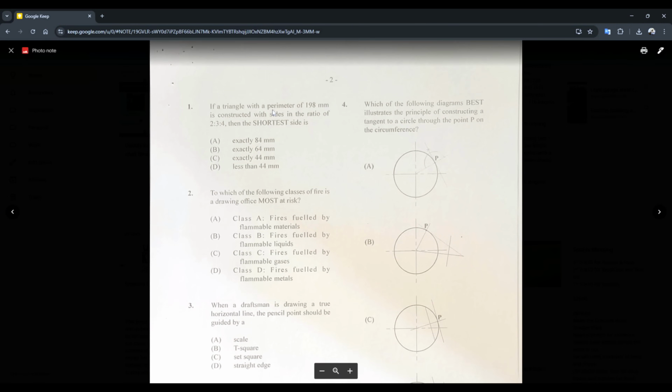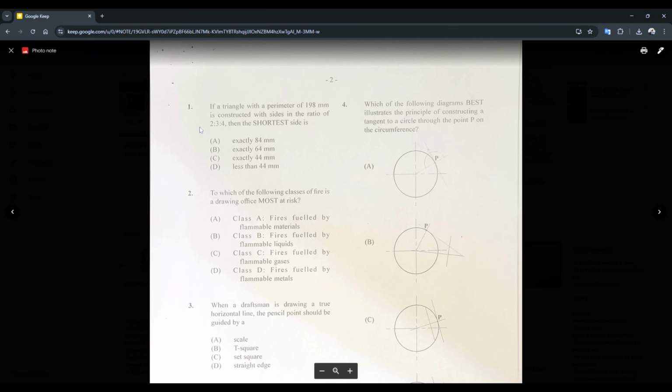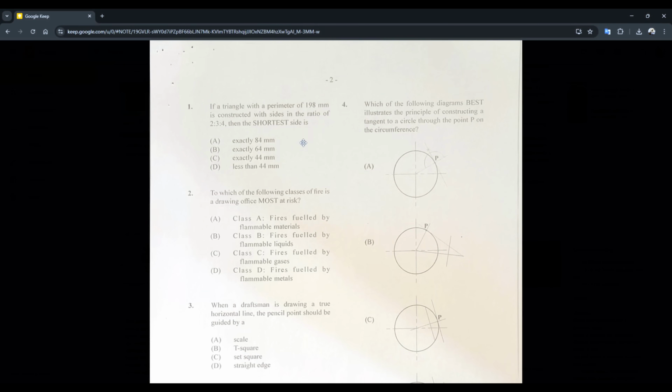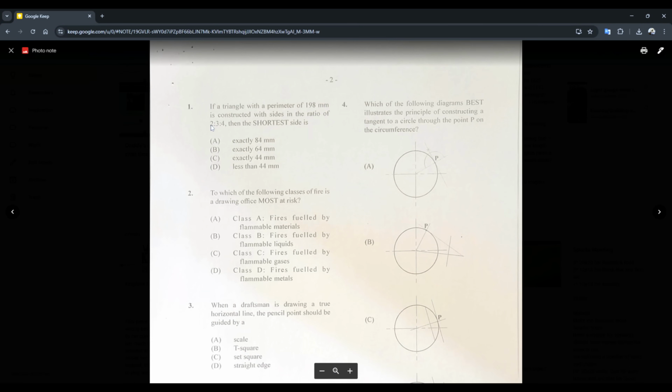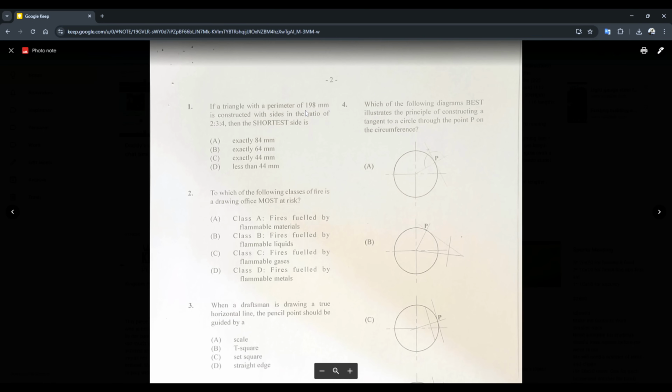Number 1, if a triangle with a perimeter of 198 millimeters is constructed with sides in the ratio of 2 to 3 to 4, then the shortest side is... All right, so how we do this is we add all the numbers in the ratio, which will give us 9, and then we divide 198 by 9, and that will give us 22. That's for each part or each unit. So the shortest side consists of 2 units, so 2 by 22 is 44, so the answer is C, 44.